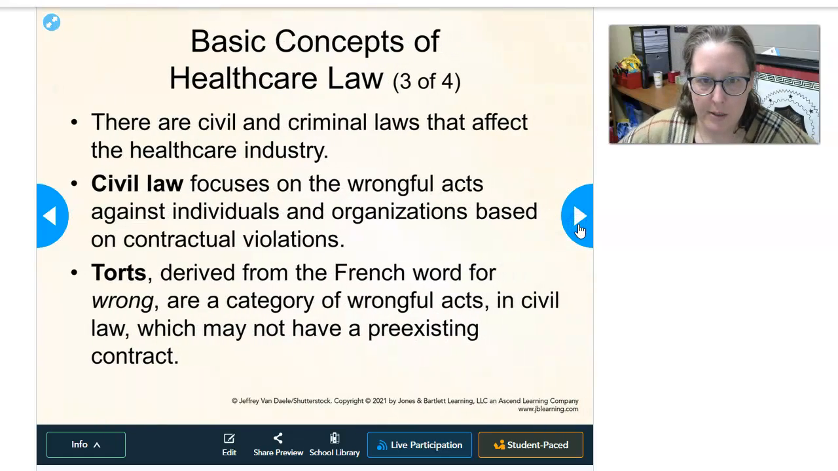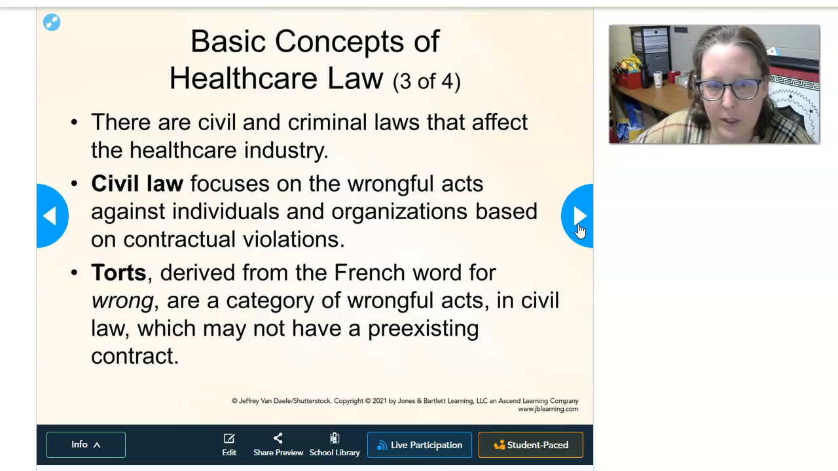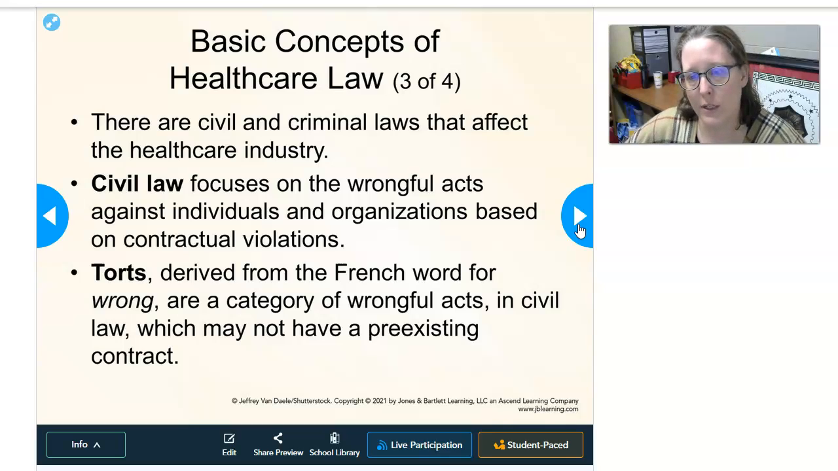Some more basic concepts of healthcare law. There are civil and criminal laws that can affect the healthcare industry. First, let's start with civil law. It focuses on wrongful acts against individuals and organizations that are based on a contractual violation, which means there was an established contract between the patient and the provider, and one or both, or somebody, violated that contract.